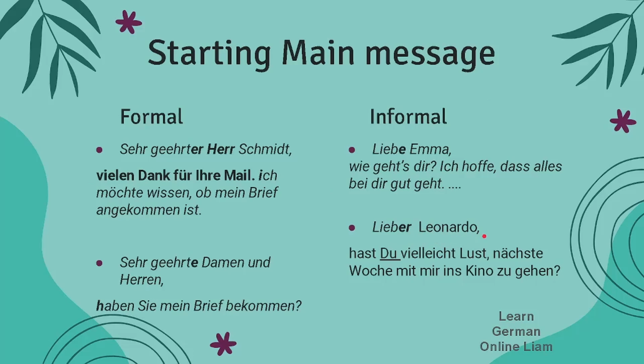So here it is written to a man, and you are using the du form. "Hast du vielleicht Lust, nächste Woche mit mir ins Kino zu gehen?" Here you have not used "wie geht es". Maybe you wanted to save time, so you are going directly to the main message. You are starting: do you maybe have time to go to the cinema next week?